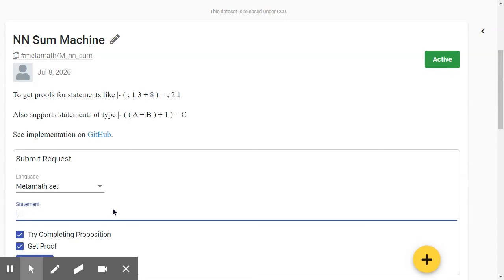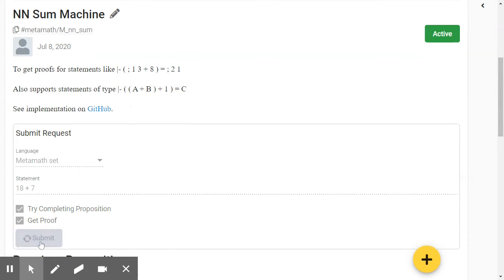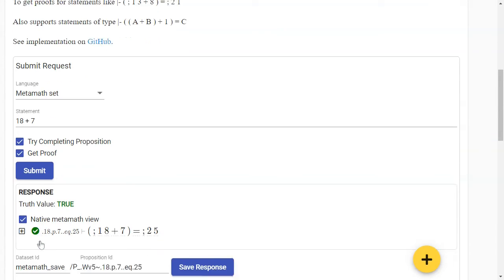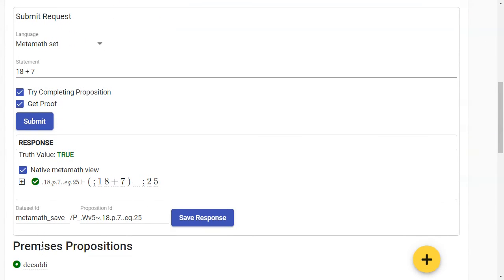Okay, so let's add two numbers, 18 and 7. The machine says 18 and 7 add up to 25. Let's explore the proof returned.